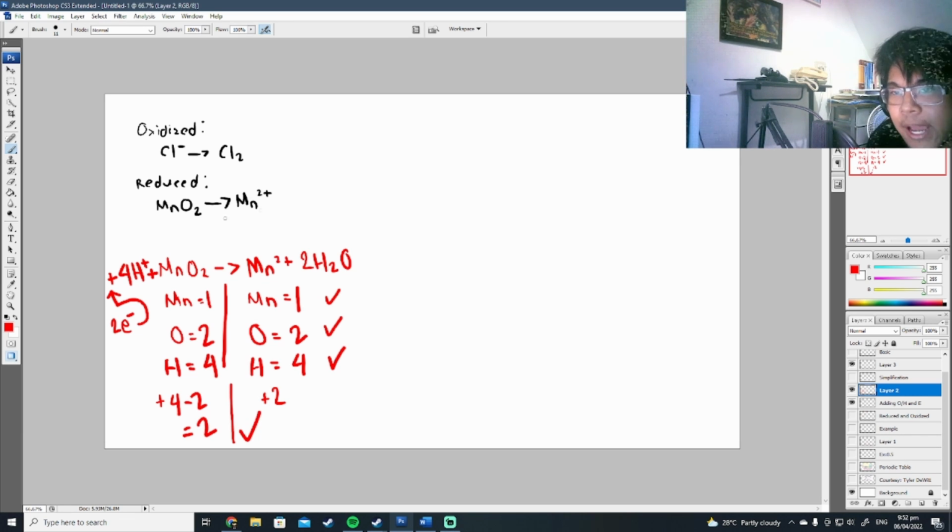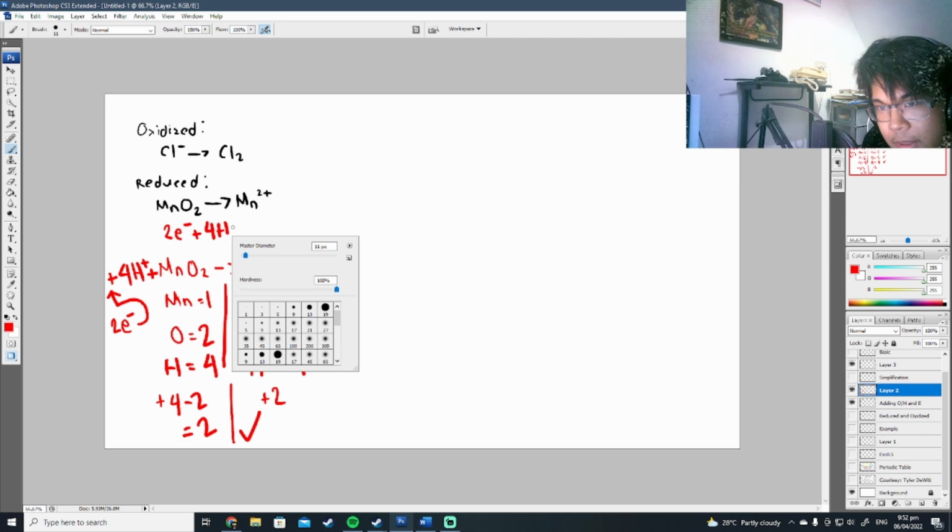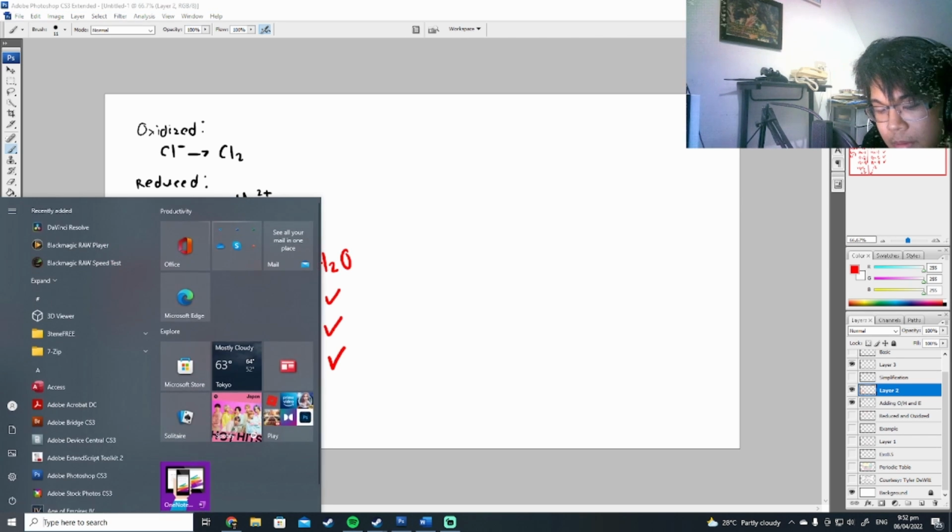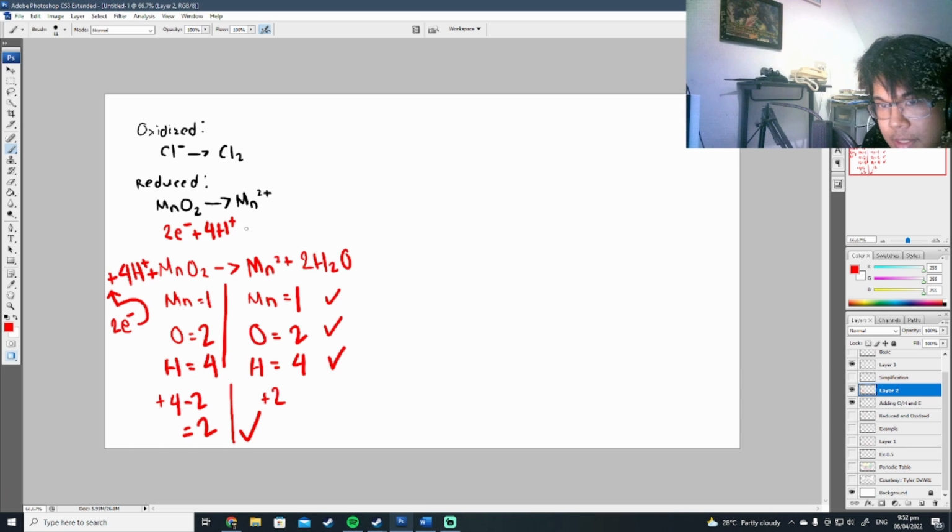Now we can write it down here at the bottom as 2e- plus 4H+ plus MnO2 gives Mn2+ plus 2H2O. So we have balanced out our reduced half reaction. Let us move on to our oxidized.